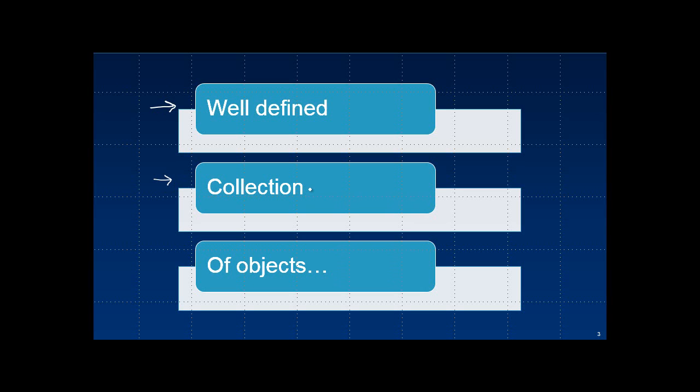Now, the good thing is that every set is a collection of things, but every collection of things need not be a set. And it's a collection of objects. These objects could be anything. In our example, it was the vowels. It could be anything. So let's say it could be the number of triangles in a hexagon.